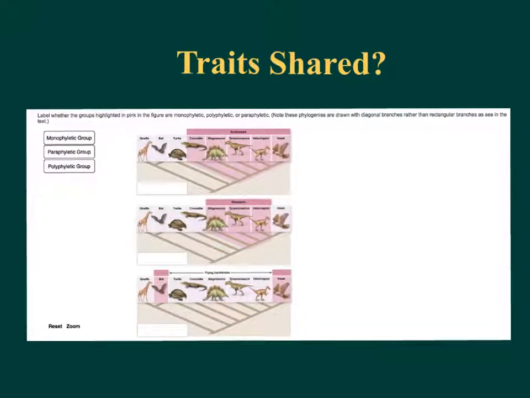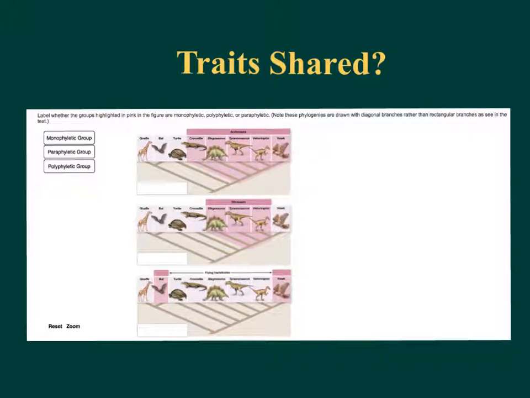Now we will be discussing the traits being shared, and there are three groups: monophyletic, paraphyletic, and polyphyletic. Monophyletic is a common ancestor with all descendants. Paraphyletic is a common ancestor with some descendants. Polyphyletic comes from different ancestors. Now, if you want, pause the video and distinguish which group belongs to which.